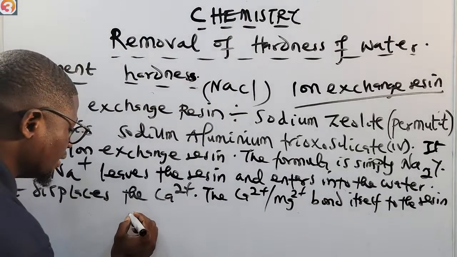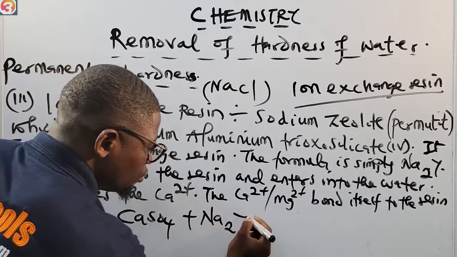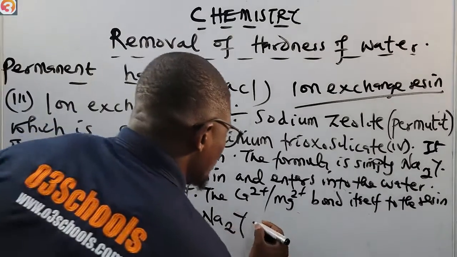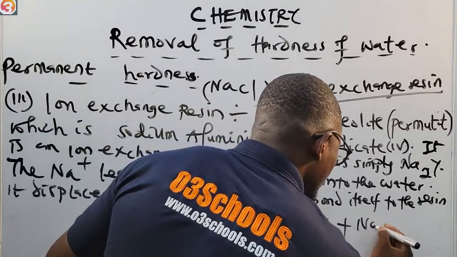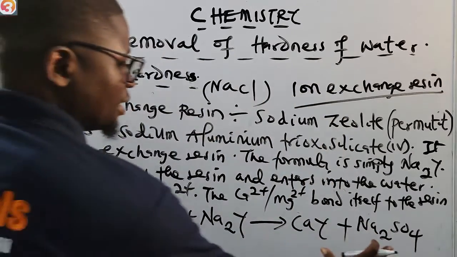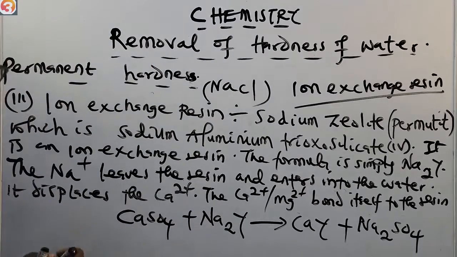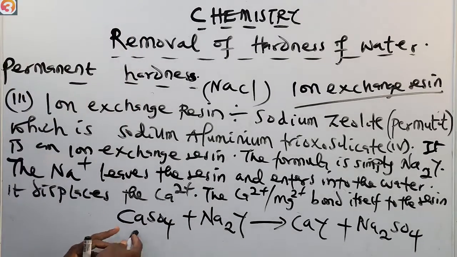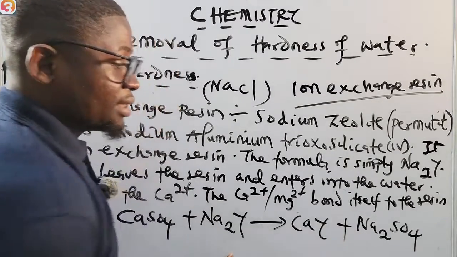So we are going to have CaSO4 plus Na2Y. This is the formula for the resin. What it gives us is CaY plus Na2SO4. This is the reaction. This is the water containing hardness being poured into the resin. As it is poured in, the sodium ion will displace this calcium ion, and I'm now going to have CaY plus Na2SO4.